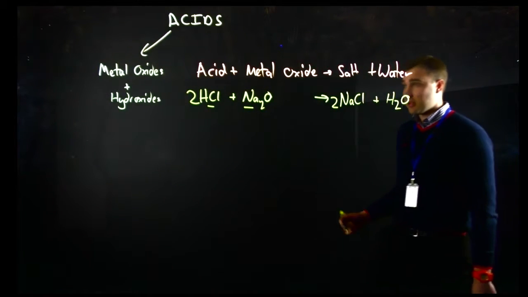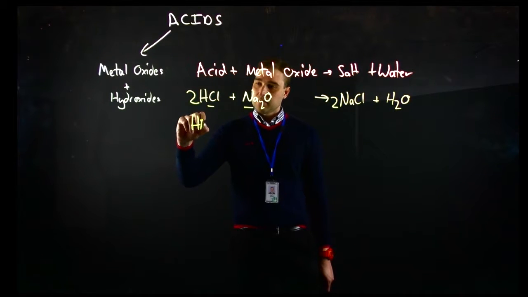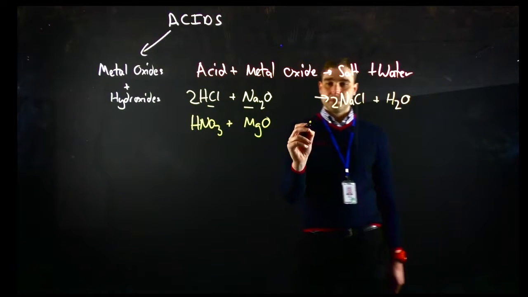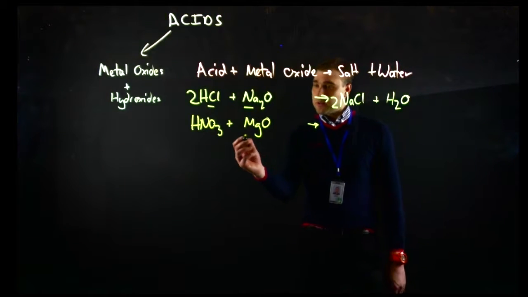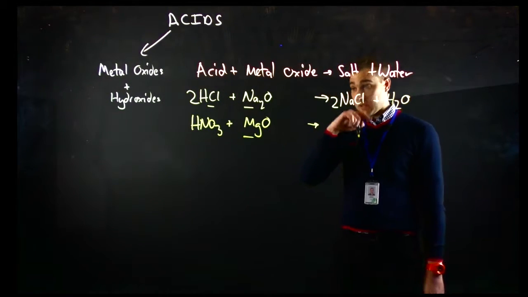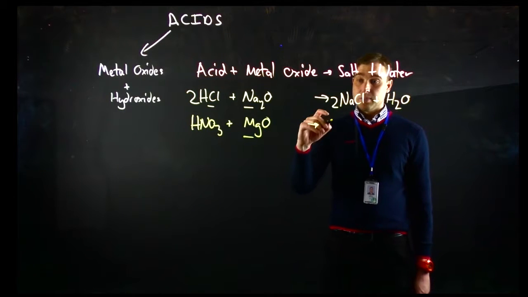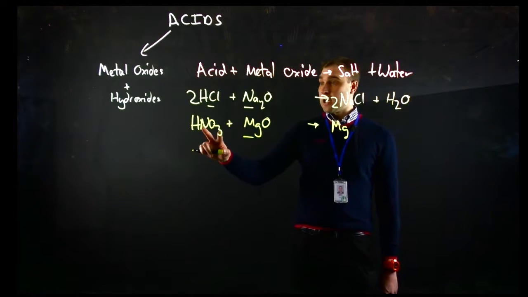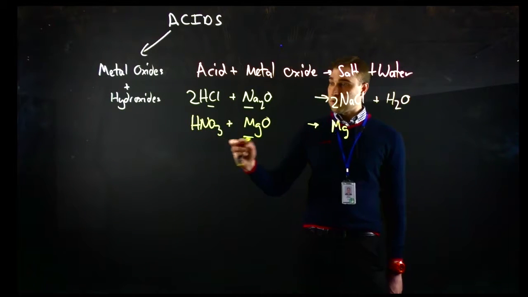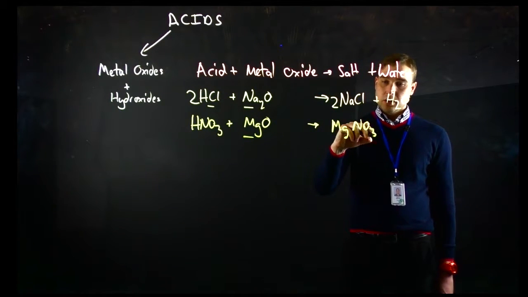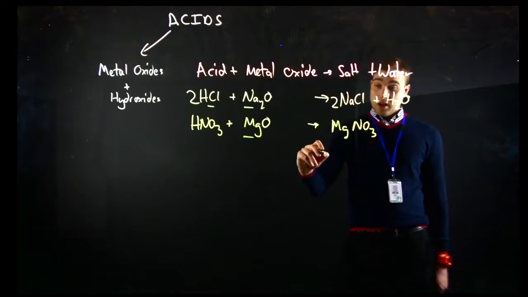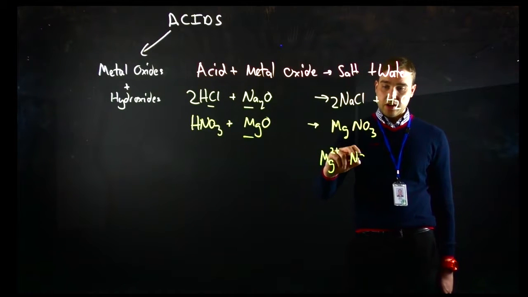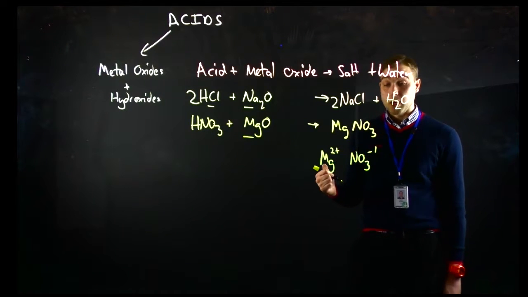In this example, we'll look at the reaction between nitric acid and magnesium oxide. So, to figure out the salt, we've got magnesium here. This is the positive part of our metal oxide, so that's going to be the positive part of the salt. We've got the negative part of the acid, so that's the nitrate ion, so NO3. Now, we've got a bit of a problem. Magnesium has a 2+ charge. The nitrate ion has a charge of -1.